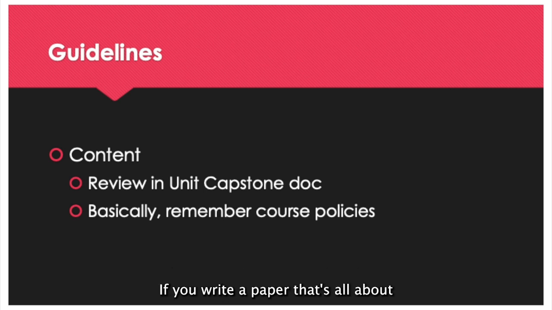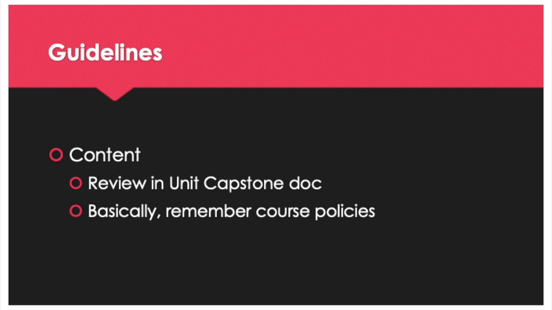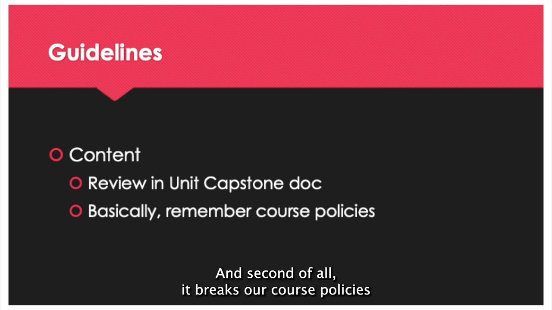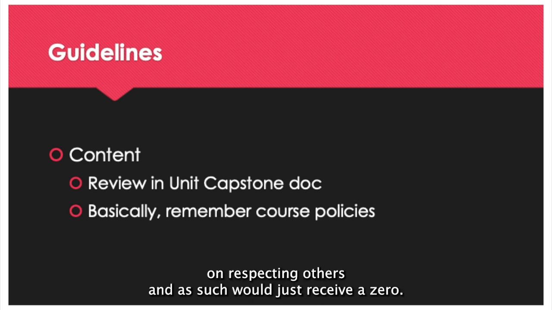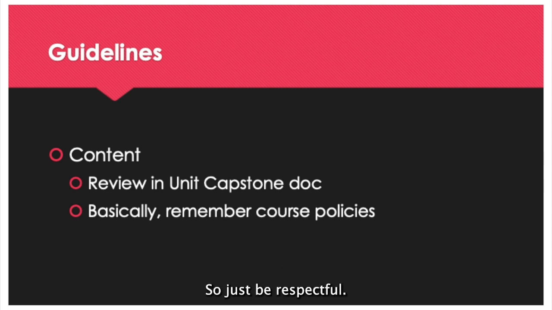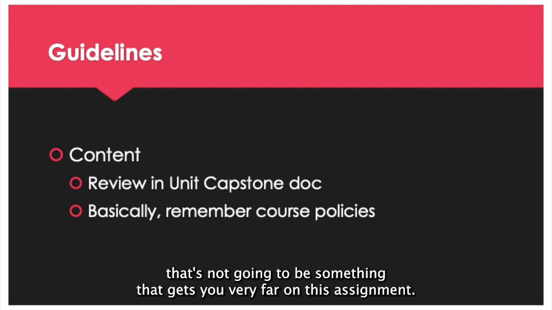If you write a paper that's all about how trans people aren't real because biology, first of all, you haven't been paying attention to the course material that well. And second of all, it breaks our course policies on respecting others, and as such would just receive a 0. And if it's really bad, it may need to be forwarded for higher level disciplinary stuff. So just be respectful. If you turn in a manifesto on why eugenics is great, that's not going to be something that gets you very far on this assignment.